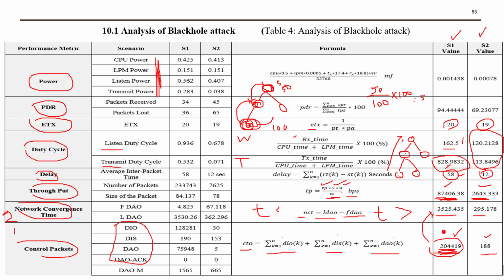So the PDR should be 100%. Okay, the PDR should be 100%. Then only it's a normal network. But if you have any attacks, the PDR will be very, very less.